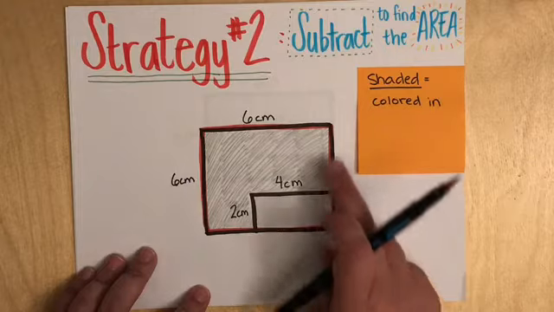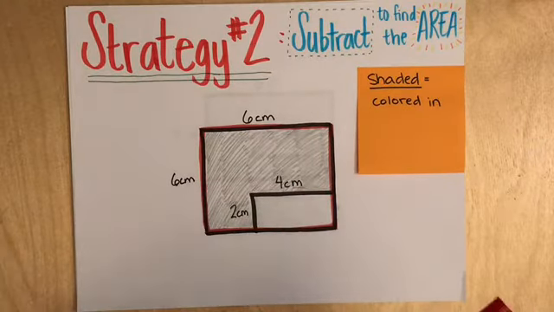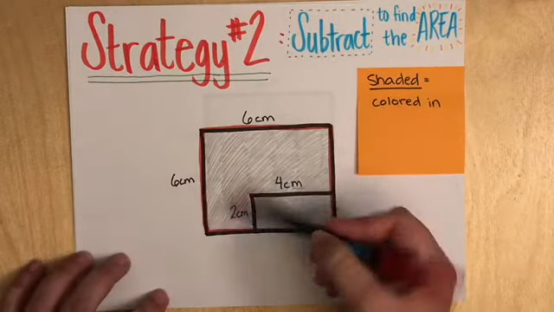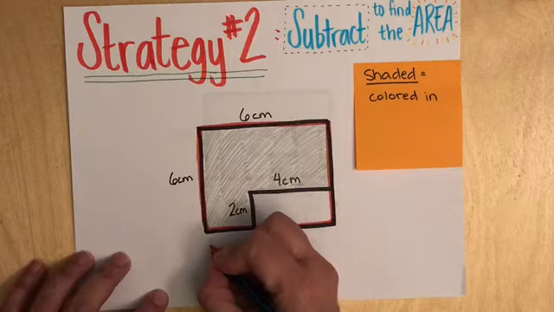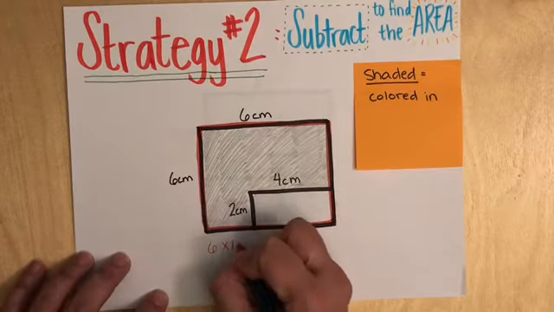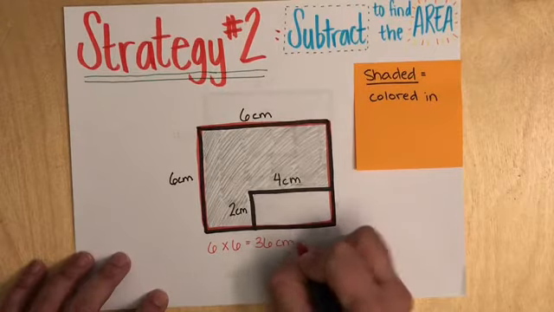So let's find the area of the big rectangle first. So I see that the big rectangle has a side length of 6 centimeters and another side length of 6 centimeters. So it would be 6 times 6 equals 36 centimeters squared.